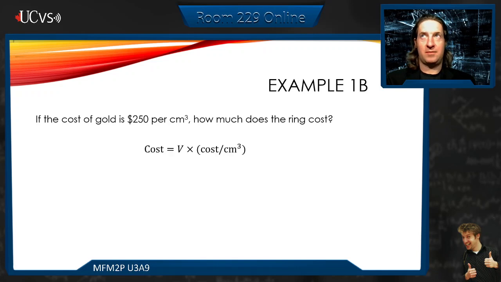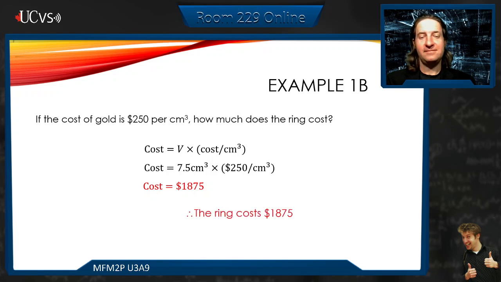We know that it was 7.5 centimeters cubed. So to find the cost, we're going to multiply the volume that we calculated times the cost per one volume. So $250 per centimeter cubed. And that's going to give us a cost of $1,875. Wow, it's a big ring. So the cost of the ring is $1,875. Again, remember, we had a word problem, so we end up with a word solution. Okay? All right, let's try another one.